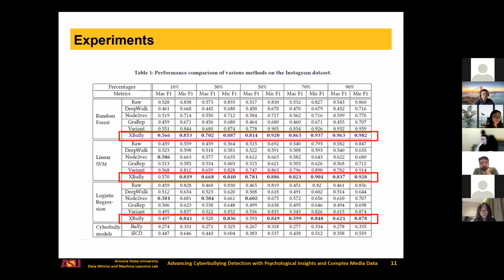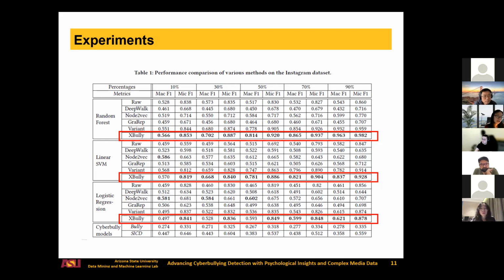Here I just show the results for the Instagram data. For the Vine dataset, you can feel free to refer to the paper. The baseline models we consider are some of the network embedding methods, because our model is also a network embedding method to learn the representation, right? The difference is that we consider heterogeneous network embedding, instead of traditional network embedding methods that treat all the nodes and edges equally.